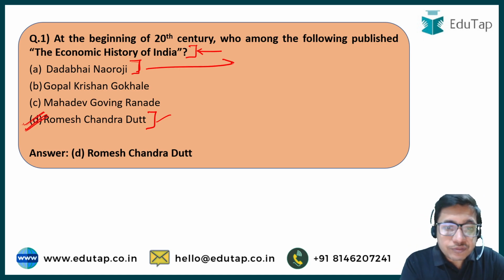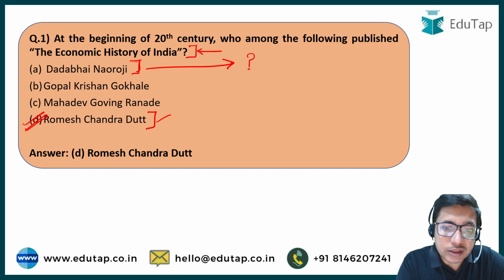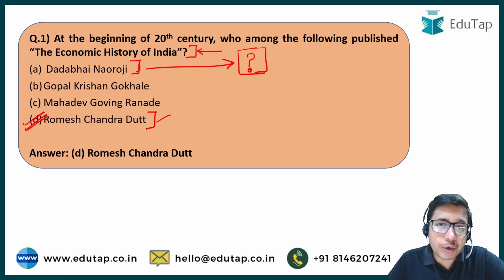Dadabhai Naoroji is also widely popular for authoring one such book. What is the name of that book? In this book also he criticizes the British economic policies. He exposes how the British are using their taxation policies, their tariff policies, their industrialization policies in order to drain wealth out of India, in order to deindustrialize India.